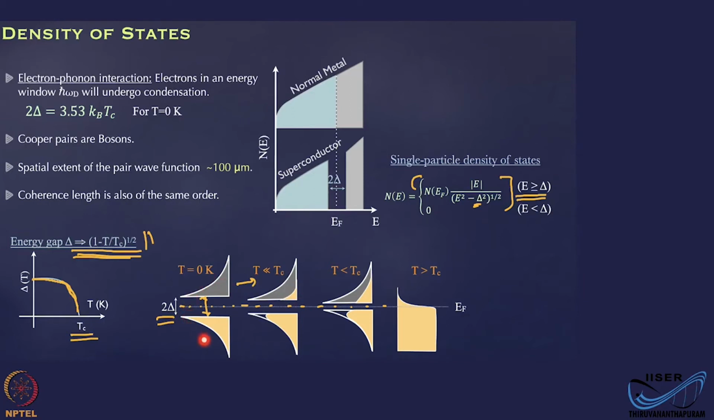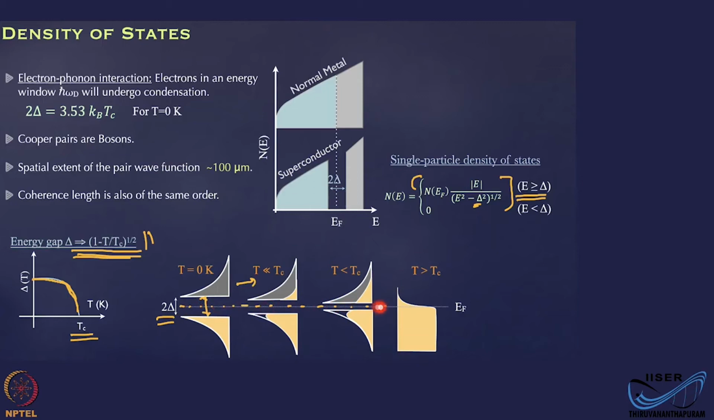This situation is for absolute zero. And as you increase the temperature further, you'll close the gap, you'll have more and more states populated here at the expense of some states here. And eventually, when the temperature crosses over Tc, you will have a normal density of state distribution for a three-dimensional material.